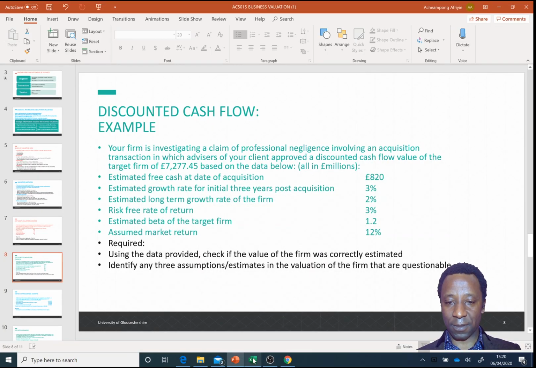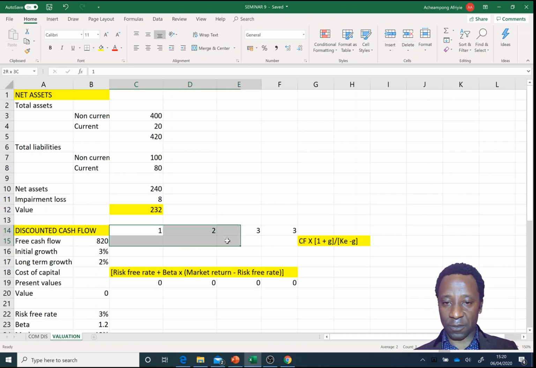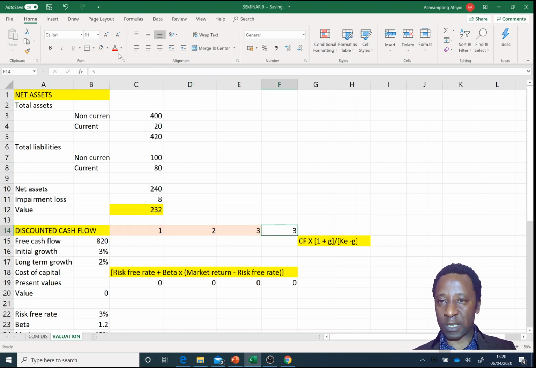So we'll be forecasting what the first 3 years set of cash flows will be. So the first 3 years, remember, the cash flows will be growing at 3%. So we will estimate that. And then we'll have to estimate what the long-term cash flows will be. That will be growing at 2%, it said. Okay. So I've got my 3% and my 2%.